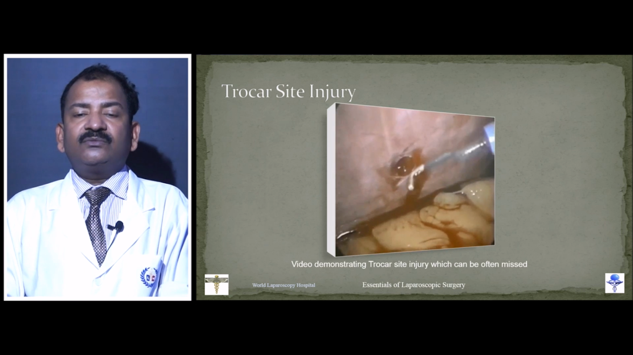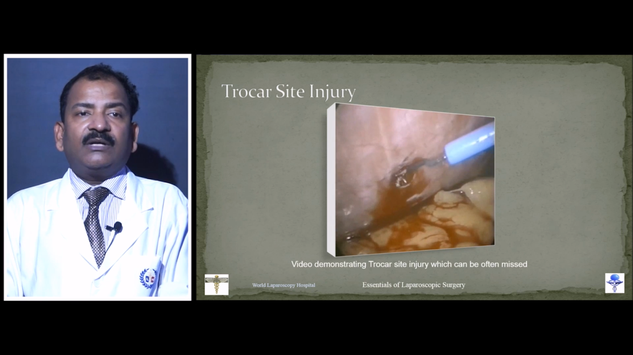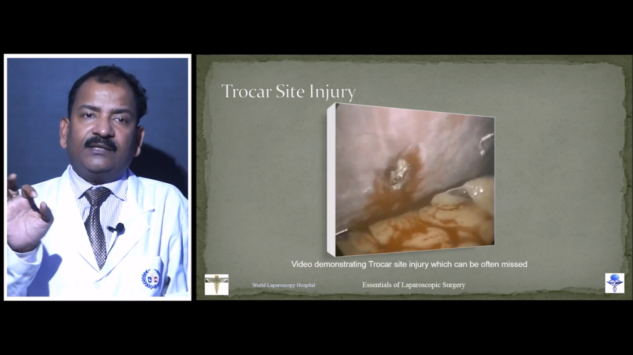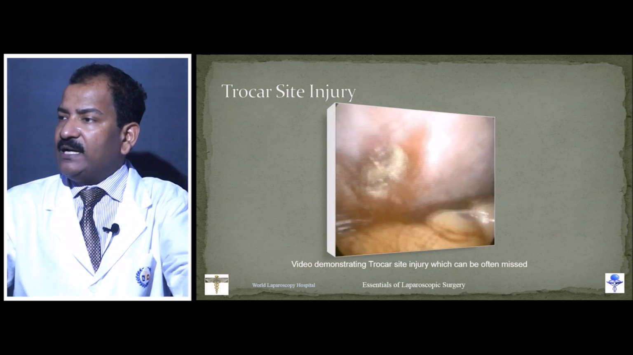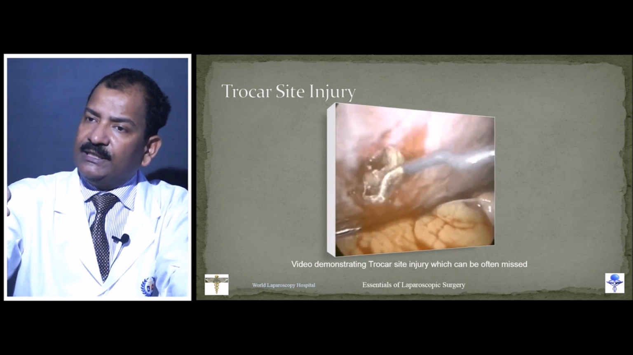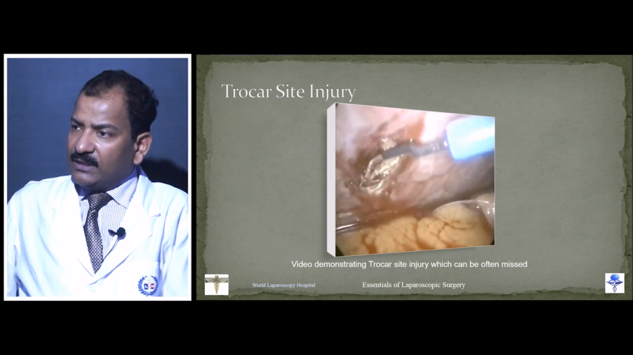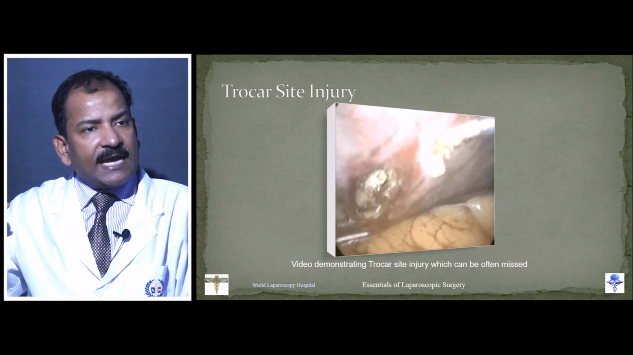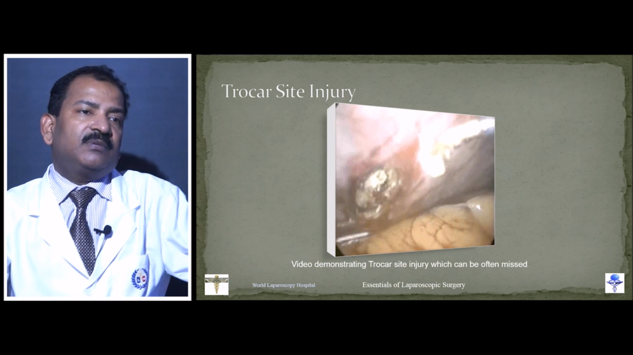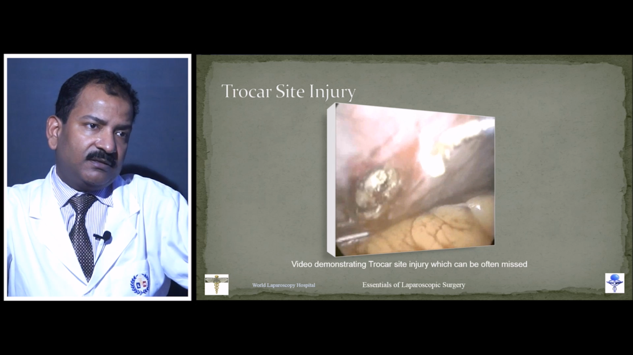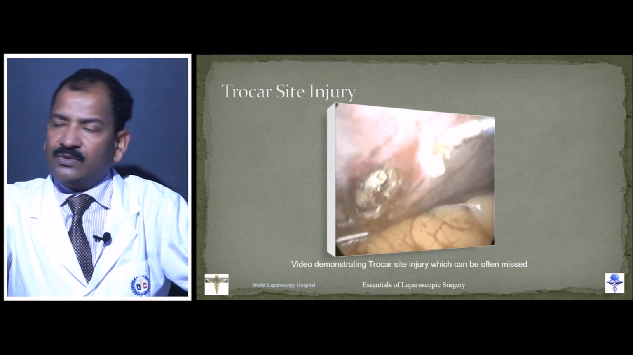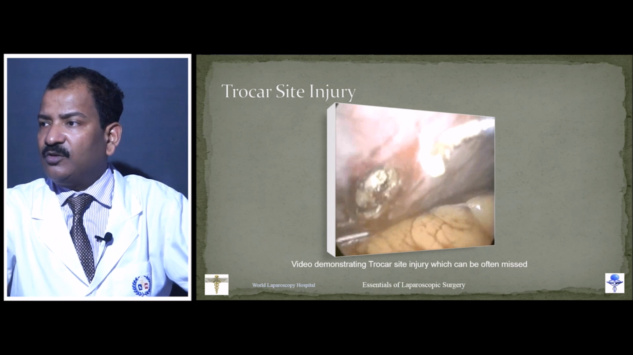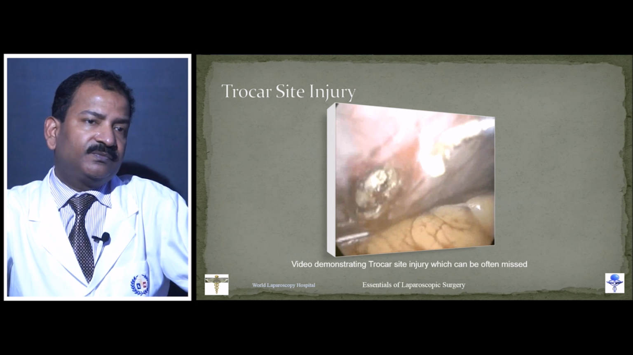Otherwise, what can you do? You can take a Foley's catheter, put it inside, inflate the balloon of the Foley's catheter, pull it out and strap it somewhere. It will give you pressure like a tamponade, which will stop the bleeding. With bipolar also you can do it. Robbie dissector you can also use.